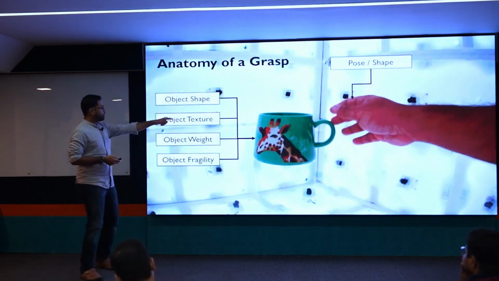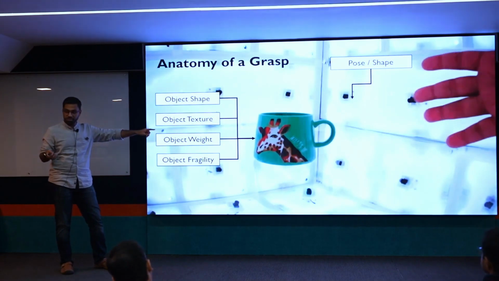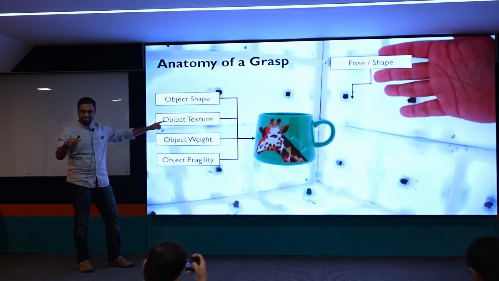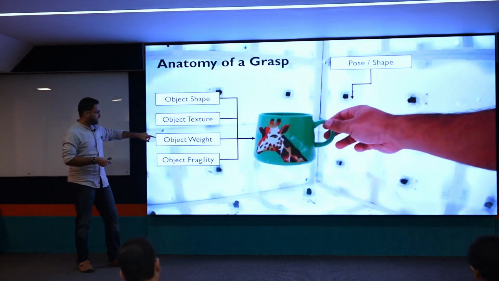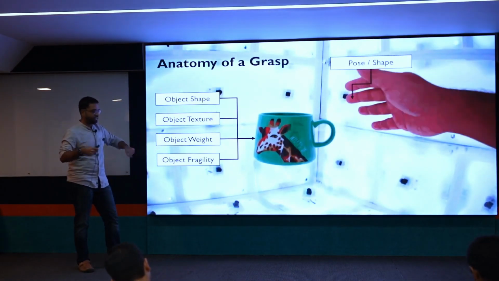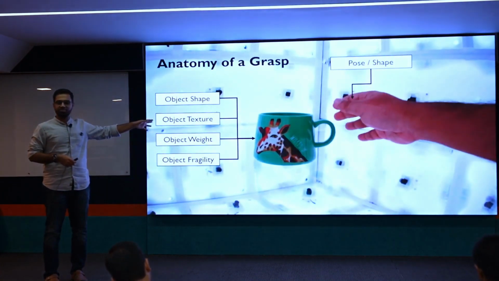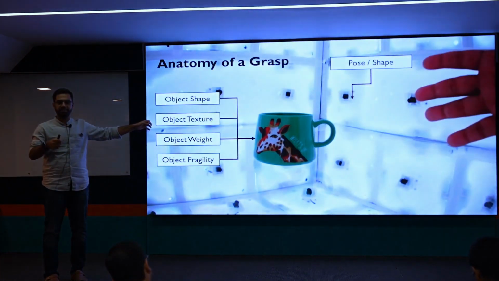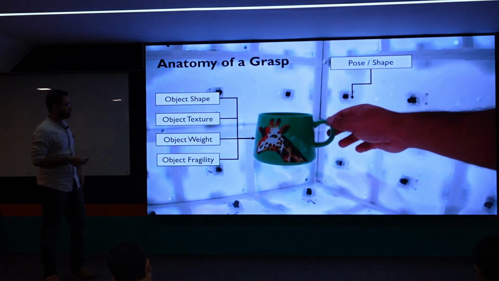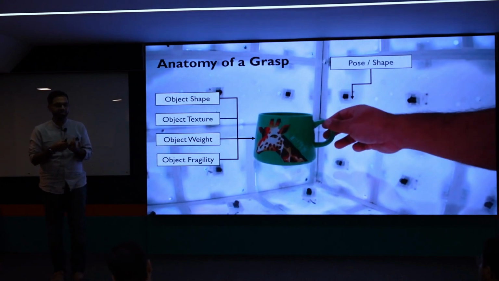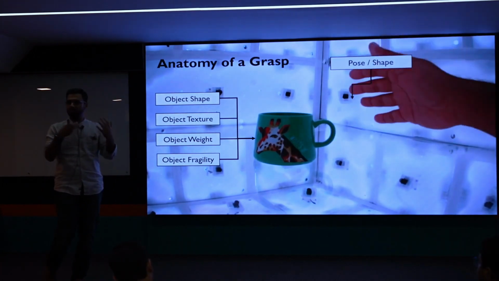We need to know something about the object. We need to know what the shape of the object is, so we know where the handle of the coffee mug is. We need to know the texture, whether it's slippery or rough. We need to know something about the weight, fragility, and so on and so forth. All of these pieces of information help us determine how to grasp an object. So those are all essential pieces of information. If you eventually want robots to do this kind of grasping and manipulation, we have some knowledge from which to build upon.